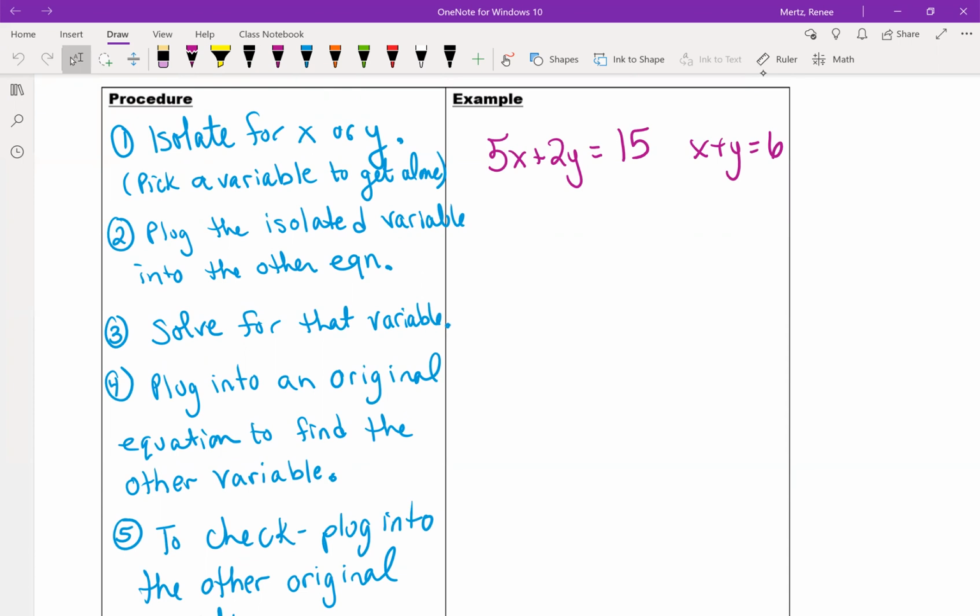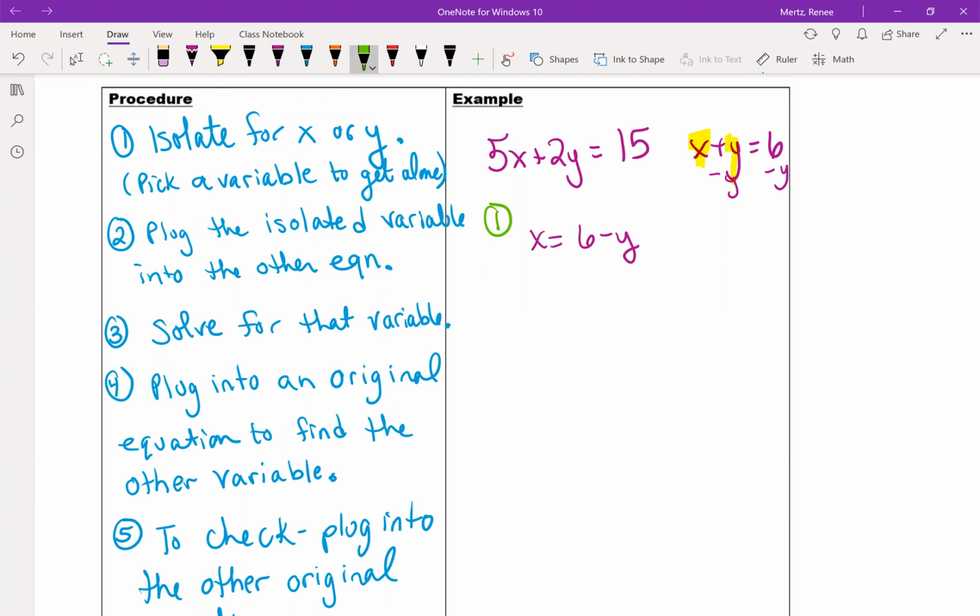So step 1, I want to pick some variable to get alone. So I would say that this x or this y, it doesn't matter which one, are super easy to get alone. So I'm going to choose to get x alone. To get x alone, I'm going to subtract y. So x equals 6 minus y.